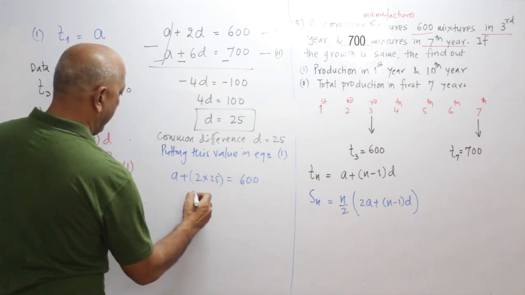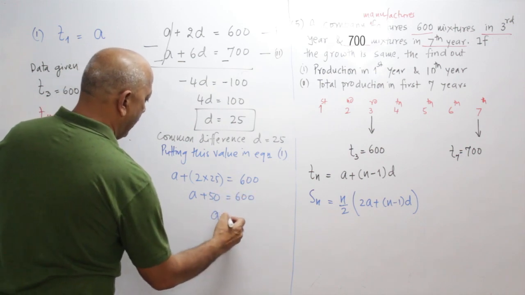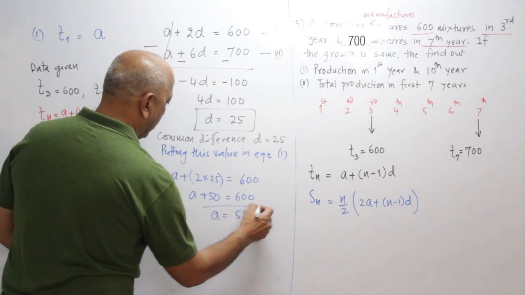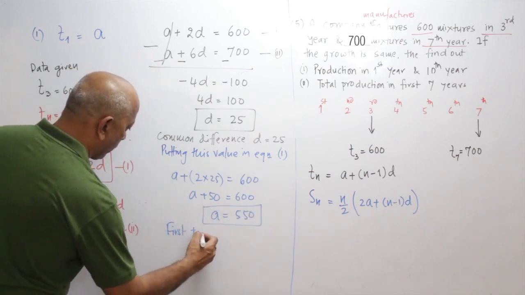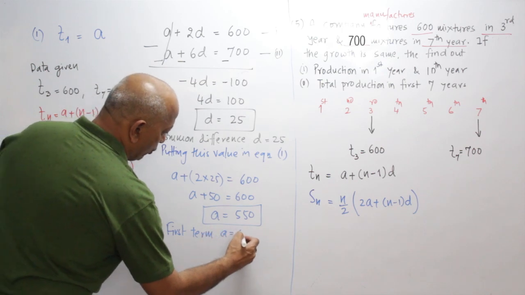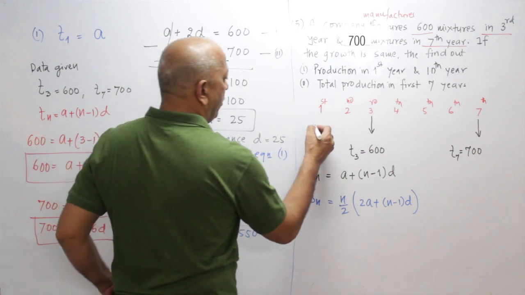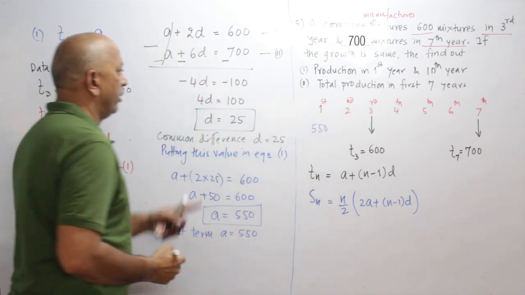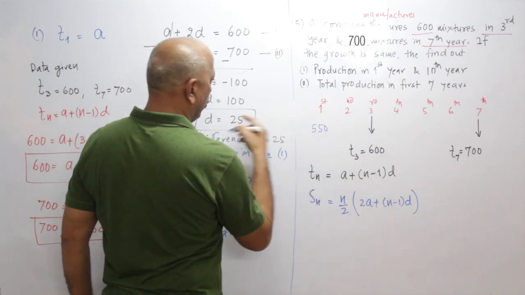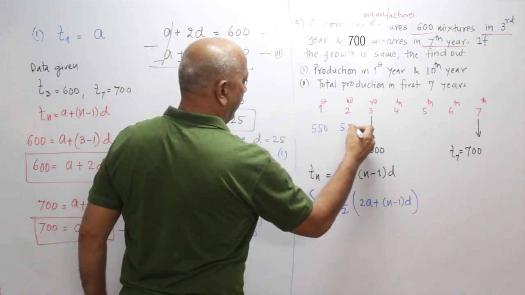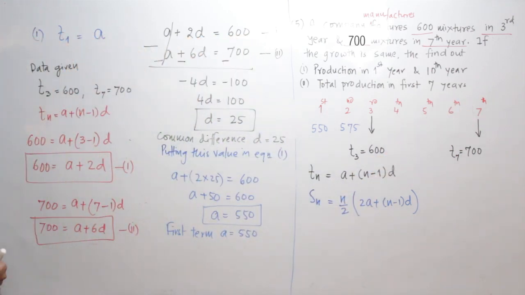A plus 50 is equal to 600. So A is equal to 550. So the first term A is equal to 550, and the common difference is 25. So the next term will be 575, this is 600, and likewise it will go on.